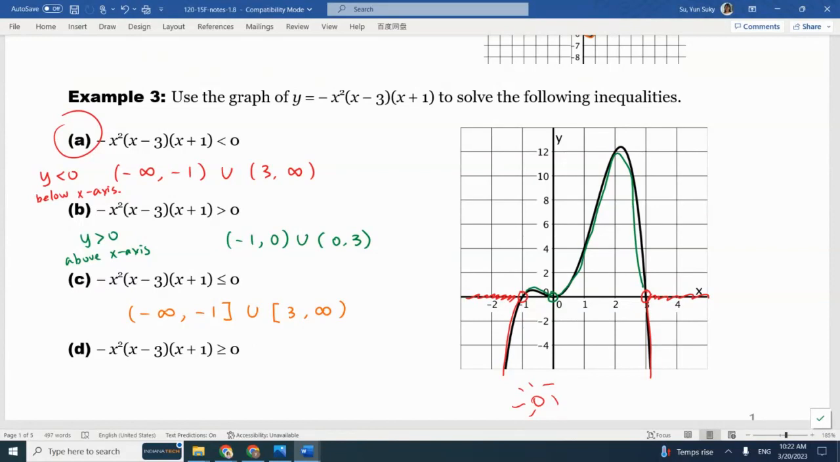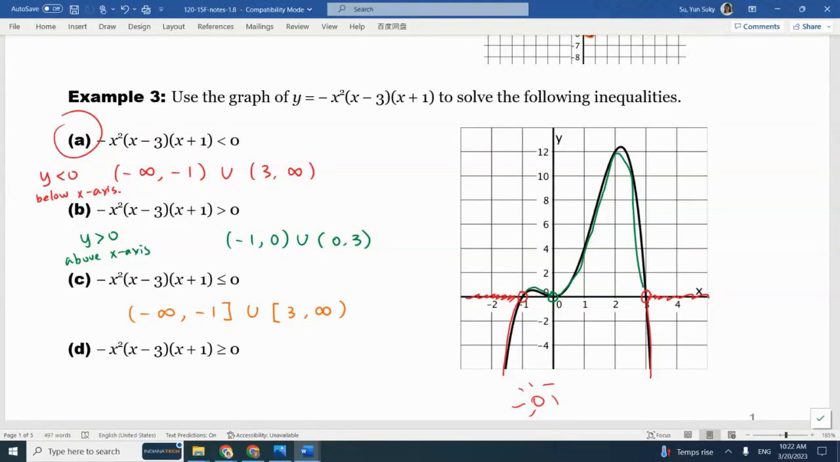Okay. How about part D? Greater or equal to 0. So which means we now include those 3 points. Right? We include that point. Then what do you say? It is from -1, open or close? Close too.